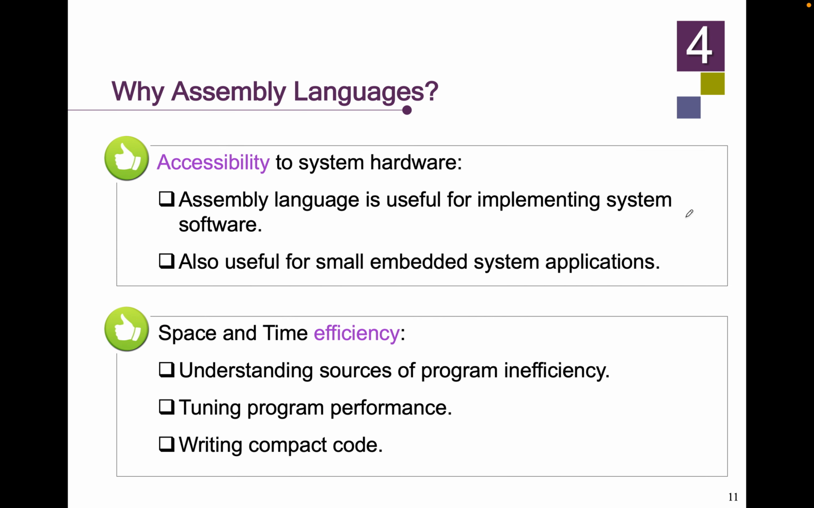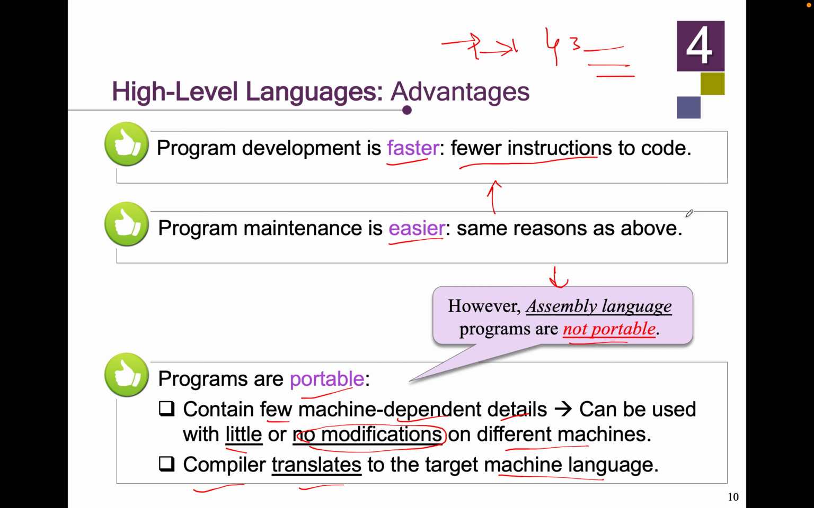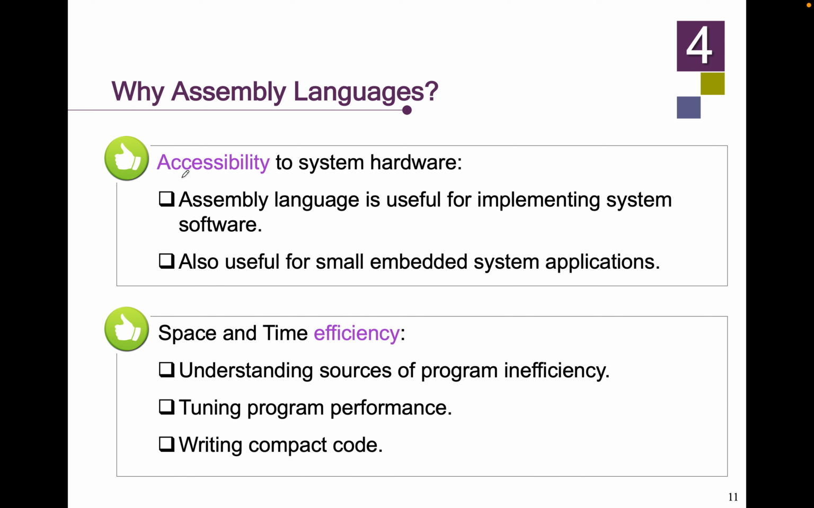Why assembly language? What are its advantages compared to C programming, which is a high level language? Assembly language is accessible to your system hardware, which is useful for implementing system software and useful for small embedded system applications. It is also space and time efficient, which helps in understanding the source of program inefficiency, tuning program performance and writing compact code. So these are the advantages of assembly language.